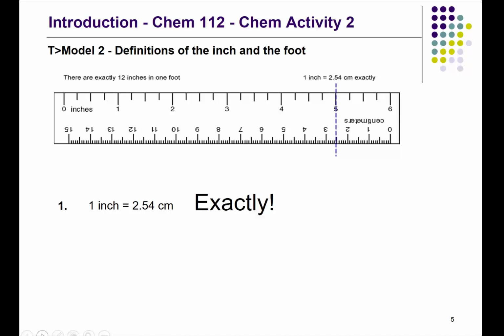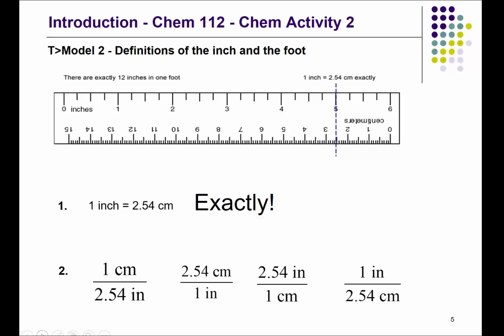Connected to these definitions of the inch and the foot come 2 conversion factors. For key question number 2, we're presented with 4 different possible relationships. The question asks you to cancel or cross out those relationships that are not valid. At first, this might seem kind of a silly exercise because 2 of the relationships are clearly not valid. That said, many times when I'm correcting papers, I see these mistakes.